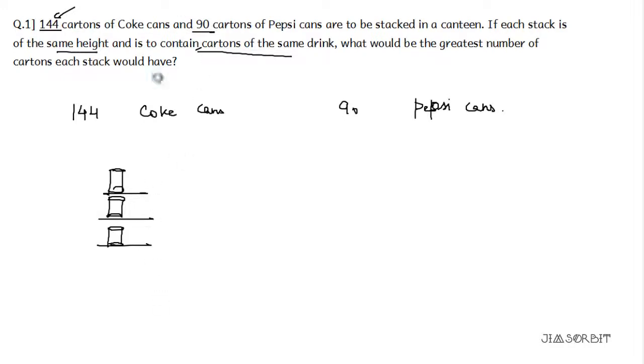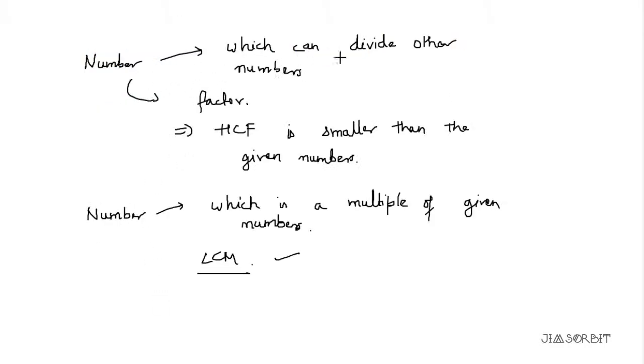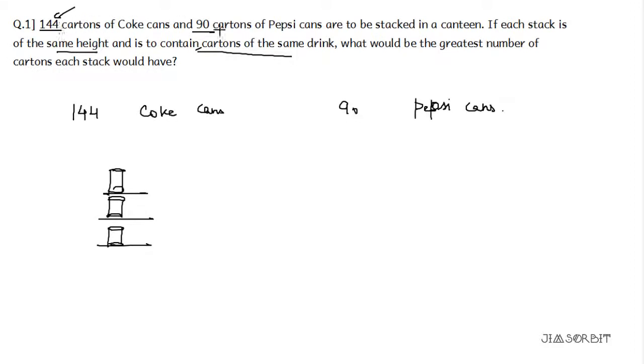Now come back again to what I just told you in the first step, which can divide other numbers. So what are we going to find then? The HCF, direct. It can divide both the numbers, hence we are going to find the HCF of the two numbers. So you are going to stack in such a way that each of these stacks should have the same number of cans, and also they have to be of the same, either all Coke or all Pepsi, like Coke and Pepsi do not mix. So you are going to find the HCF of 144 and 90.